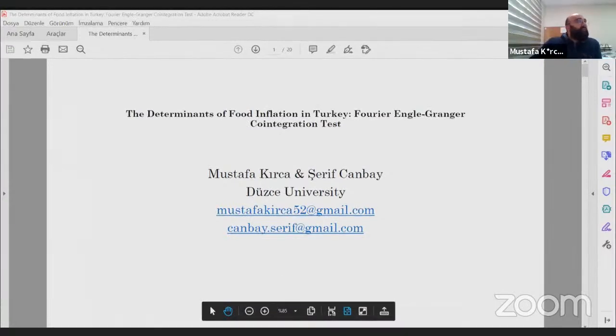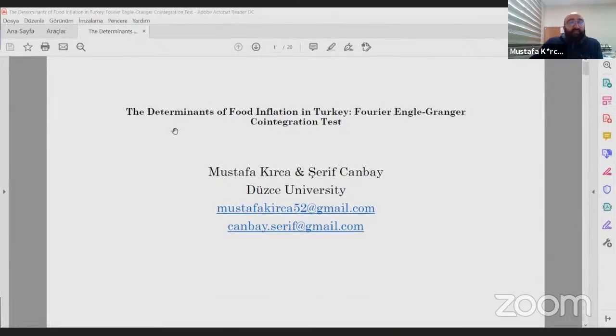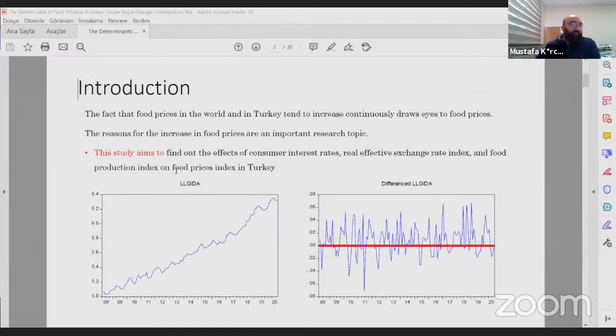Again, hello everyone. Our headline is the determinants of food inflation in Turkey, Fourier Engle-Granger co-integration test. We prepared it together with Sherif Canbay from Düzce University. Nowadays the food price index is increasing by the day. Price indexes in the world and in Turkey tend to increase constantly. So the reasons for the increase in food prices are an important research topic nowadays.